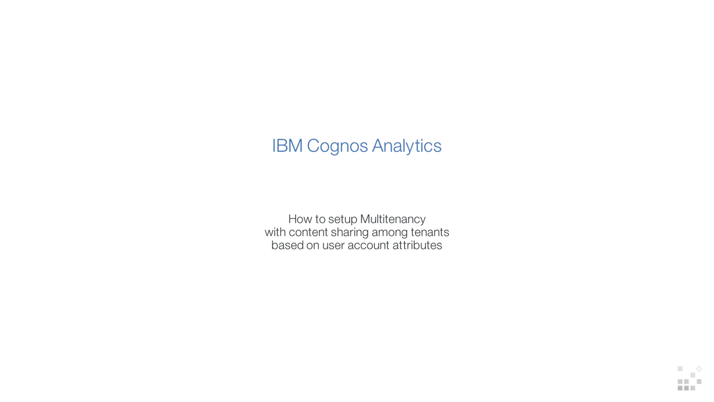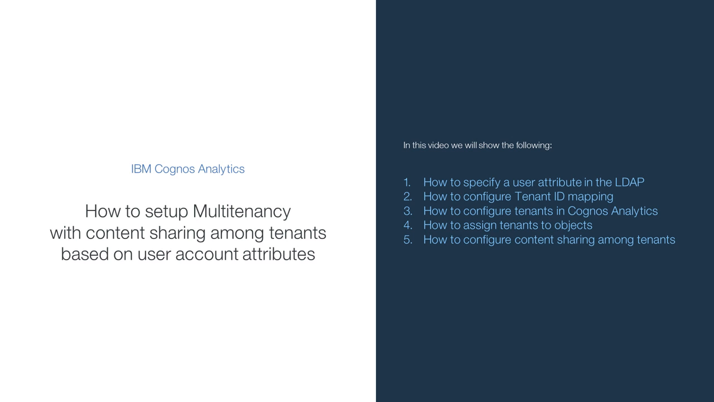This is a quick tutorial on how to set up multi-tenancy with content sharing among tenants in your Cognos Analytics environment. This video is focused on tenant IDs based on user account attributes. Tenant administration delegation is not in the scope of this video. In the video we will show how to specify a user attribute in the LDAP repository, how to configure tenant ID mapping in Cognos configuration, how to configure tenants in Cognos Analytics, how to assign tenants to objects, and finally how to configure content sharing among tenants.